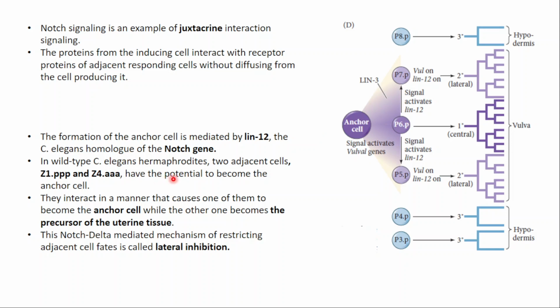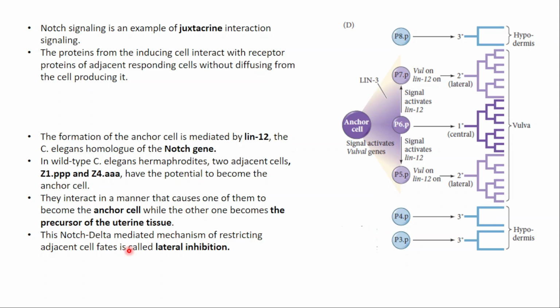In wild-type C. elegans hermaphrodites, two adjacent cells, Z1.ppp and Z4.aaa, have the potential to become the anchor cell. So many cells have the potential to become the anchor cell, but what does Lin12 do? They interact in a manner that causes one of them to become the anchor cell while the other becomes the precursor of the uterine tissue. Both of them signal via the Lin12 Notch signaling mechanism. This Notch-Delta interaction mediated mechanism of restricting adjacent cell fates is called lateral inhibition.